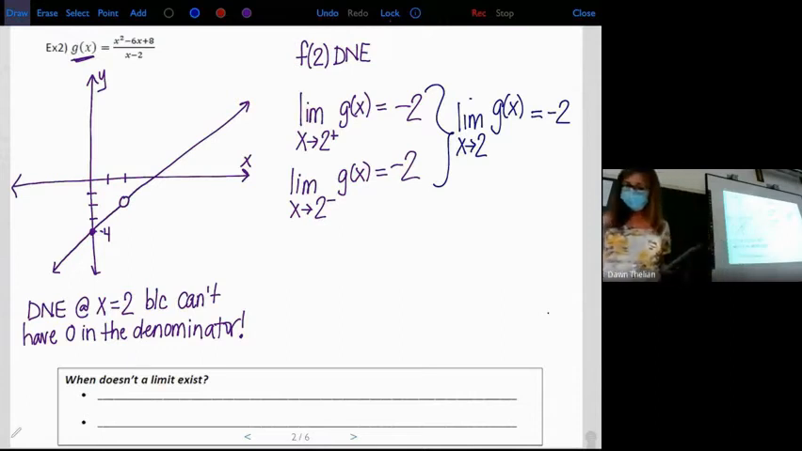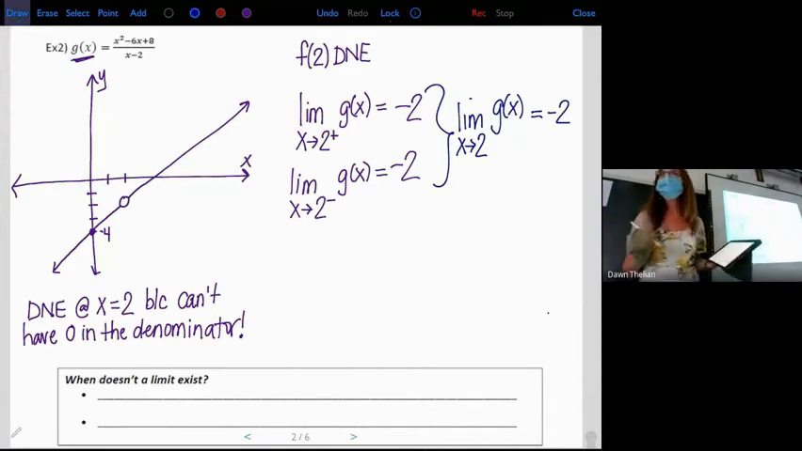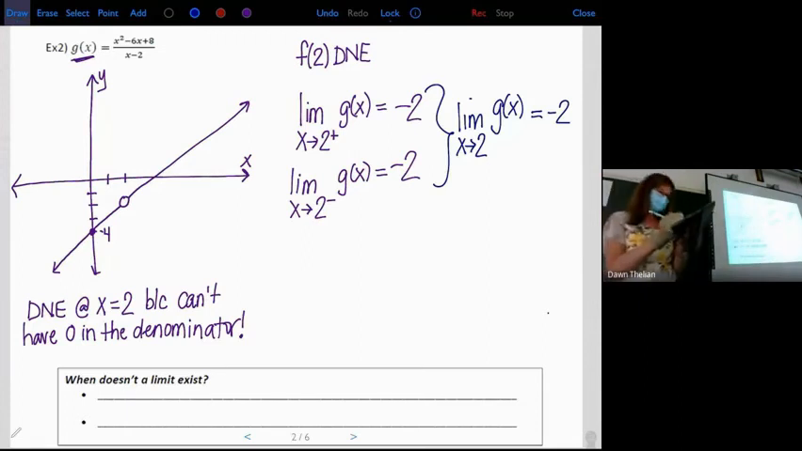All right, so down at the bottom here, when doesn't a limit exist? And I think that's on the top of our next page. When doesn't a limit exist? Yeah, there's like a jump in the graph. Perfect. Jump in the graph. You might have even been thinking there's a break in the graph, so I'll put break in parentheses.